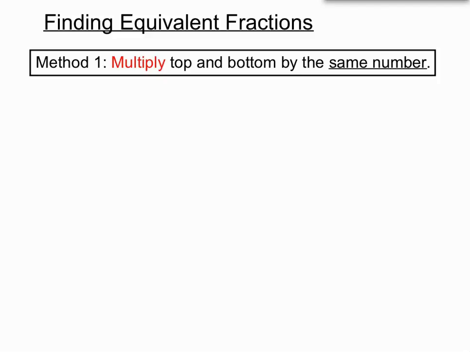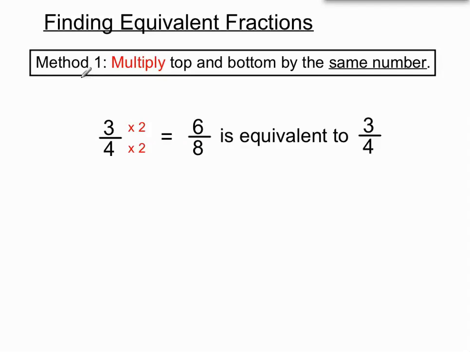We take our fraction and we multiply the top and bottom by the same number. Let's see an example. If we take 3 quarters and we want an equivalent fraction, we could multiply the top by 2 and the bottom by 2, and we will create an equivalent fraction. On the top, 3 times 2 is 6. On the bottom, 4 times 2 is 8. So 6/8 is an equivalent fraction to 3 quarters. We've done exactly the same thing to the top and bottom.